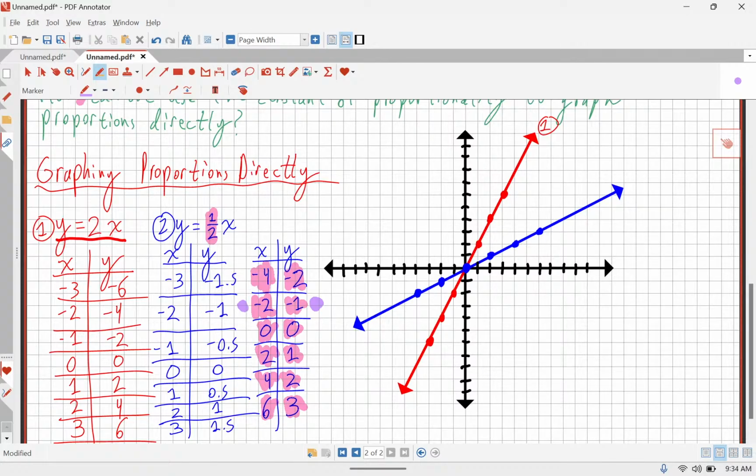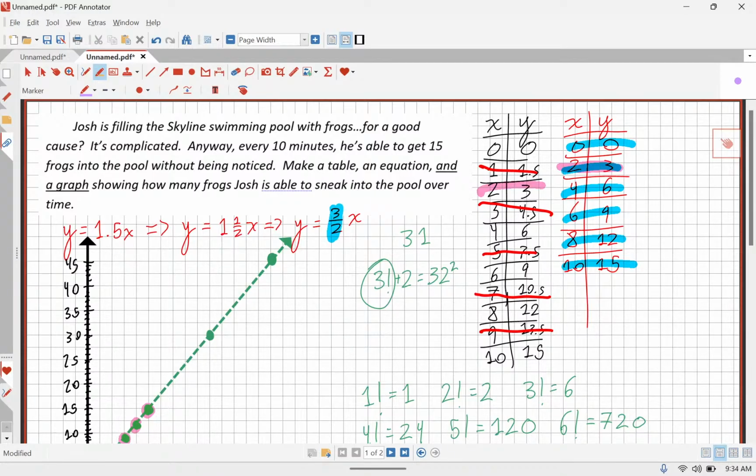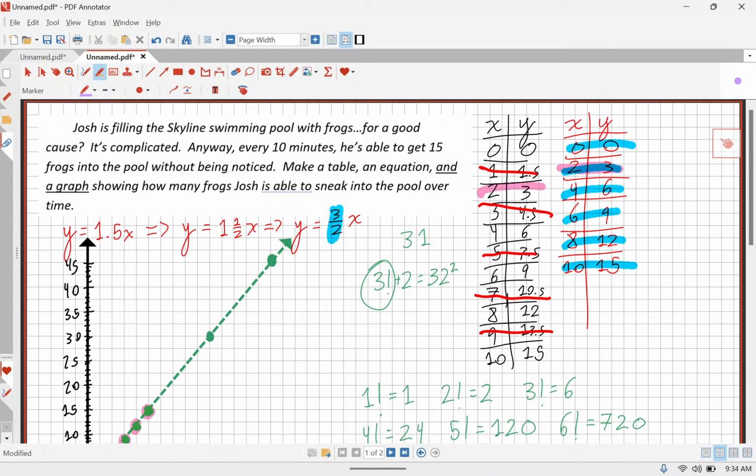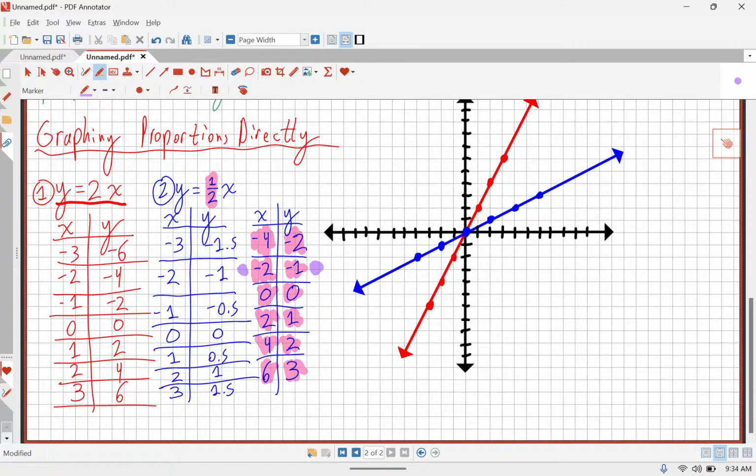So what Annie is noticing here is that on my Y side, I'm counting by ones. On my X side, what am I counting by? Twos. Over here, what was I counting my Y side by? What was I counting my X side by? Twos. That fraction is trying to tell me to count by the correct values.